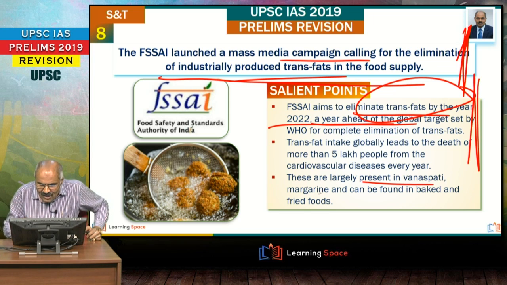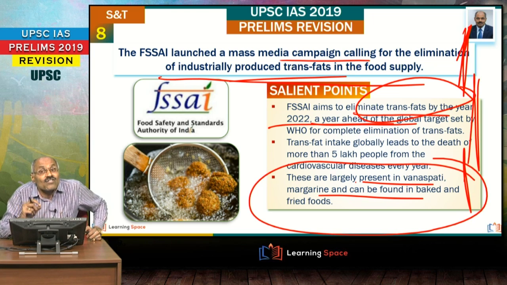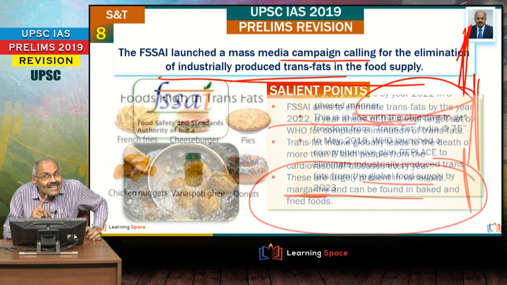And these are largely present in Vanaspati, margarine, and can be found in baked and fried foods, right? So you have to reduce the intake of baked foods, fried foods, and one component, please don't forget, margarine, very important. It may be important from your examination perspective also. Margarine is the product which is rich in the trans fats, right?